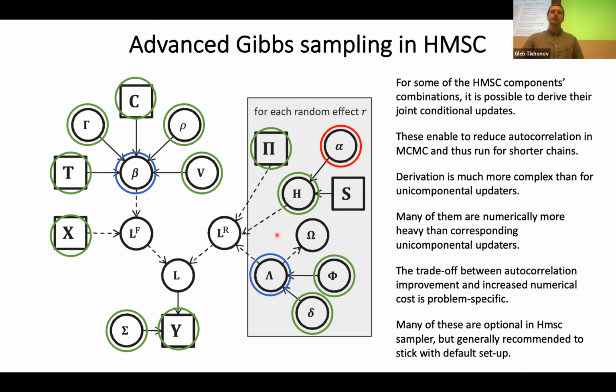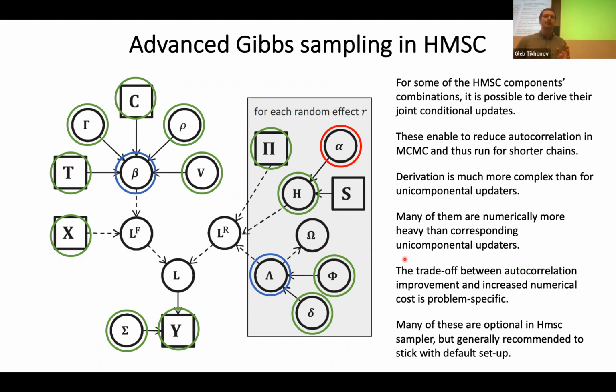There are still some of them which should be implemented further. But ultimately, there is a trade-off between what you gain by reducing the autocorrelation and what you lose by increasing the complexity of certain steps of the Gibbs cycle. And therefore, such a trade-off is probably quite problem specific. So it very much depends on the model structure and the data which you feed to the model.